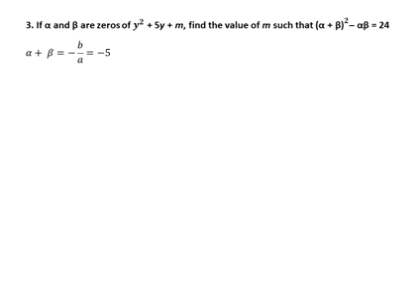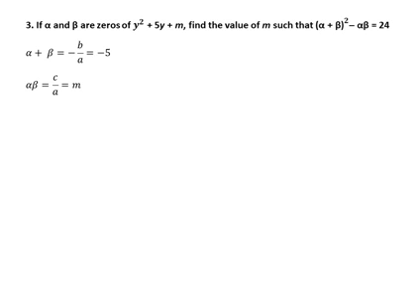Here from the polynomial, what is the a value? A value is 1, b value is 5, c value is m. So alpha plus beta is equal to the formula minus b by a. So b value is 5. So minus 5 by 1, minus 5. Alpha beta is equal to c by a. So m by 1. Alpha beta is equal to m.